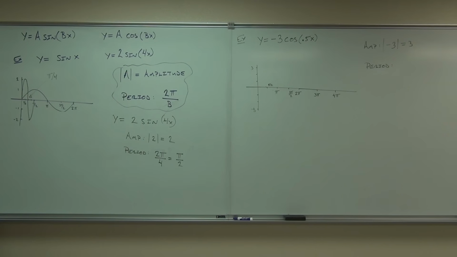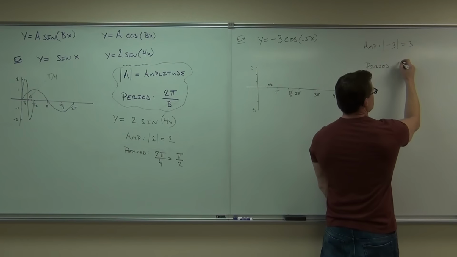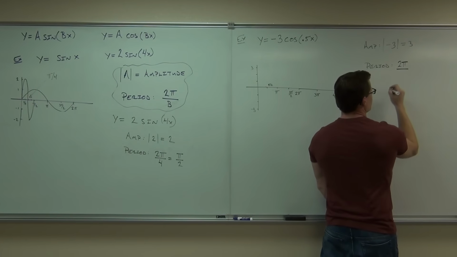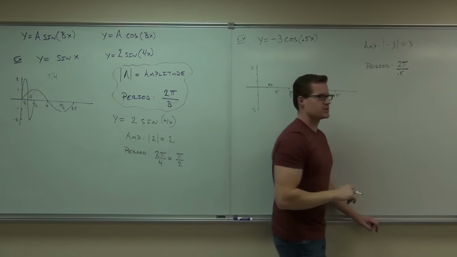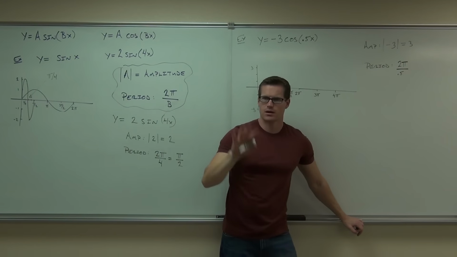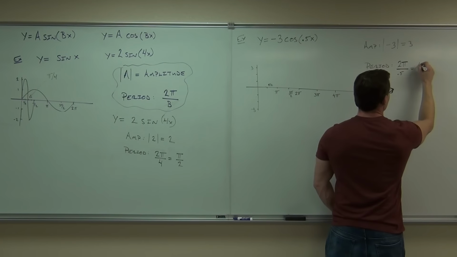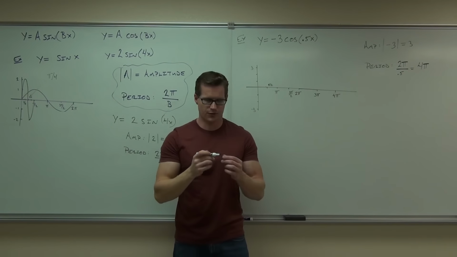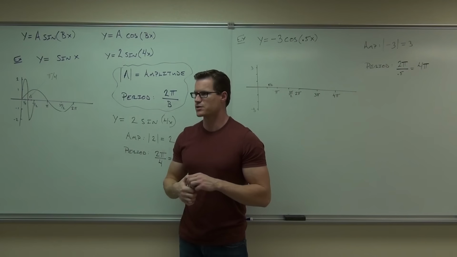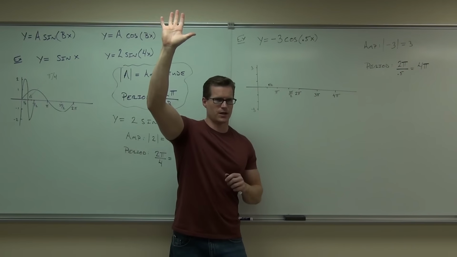And your period, did you find your period yet? We'd find period by doing 2 pi over whatever our b is. In our case, our b is 0.5. If we divide 2 by 0.5, we're going to get 4. Did you get 4 pi? Do it on a calculator if you have to. 2 divided by 0.5 is 4 pi. Raise your hand if you feel okay with this so far. Finding the amplitude and the period.